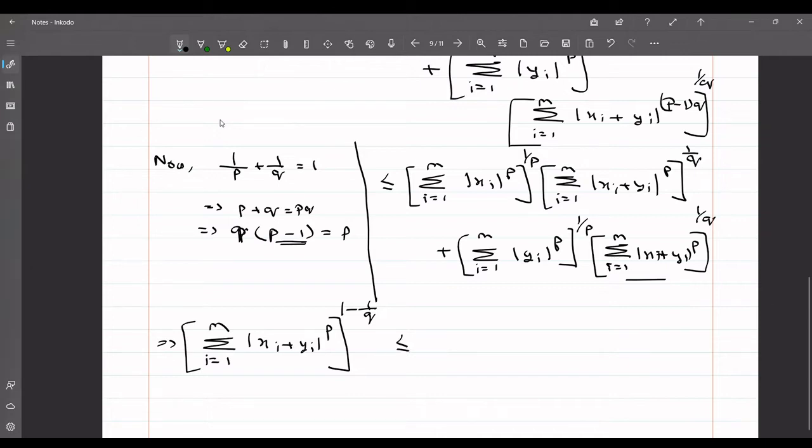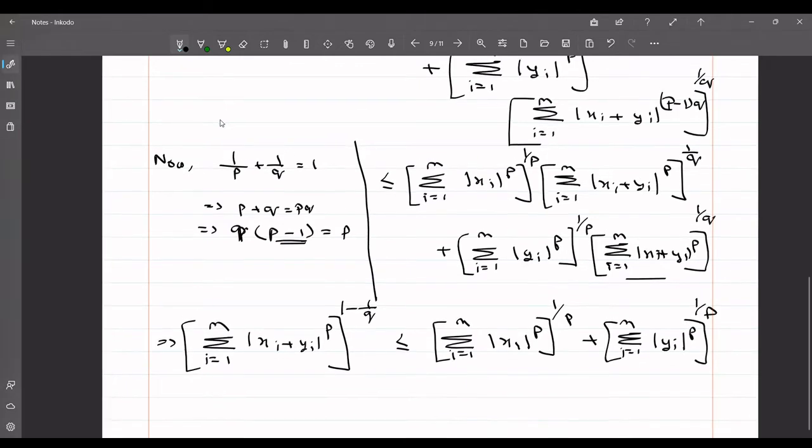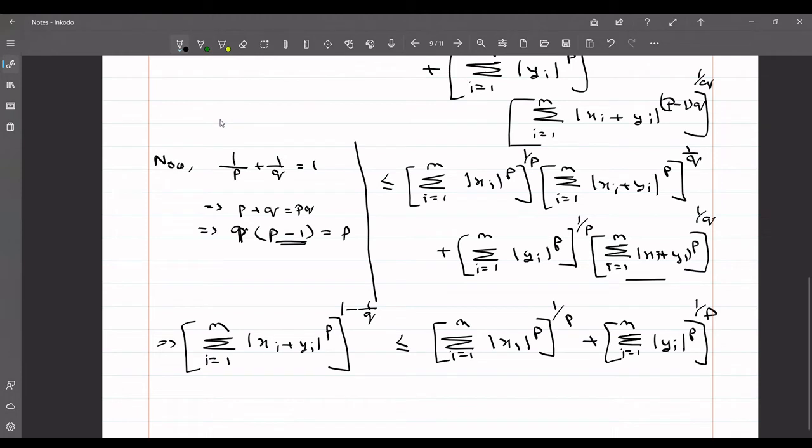And this is less than or equal to (summation i equals 1 to n of |x_i|^p)^(1/p) plus (summation i equals 1 to n of |y_i|^p)^(1/p), right? And what is 1 minus 1 over q? It is 1 by p.